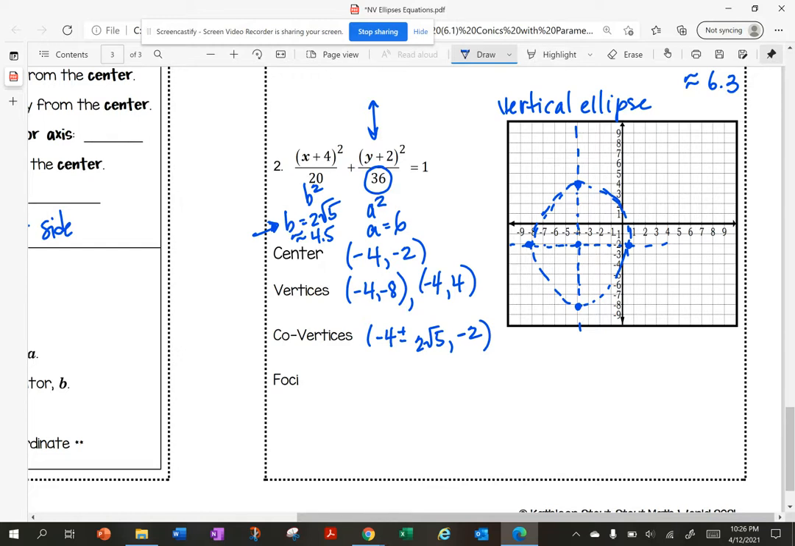And for my foci, I have to calculate c. So c squared is going to be 36 minus 20. I'm going to take the square root of both sides. So c equals the square root of 16, which is 4. So my foci are on my major axis, up and down 4. So 1, 2, 3, 4, and 1, 2, 3, 4.